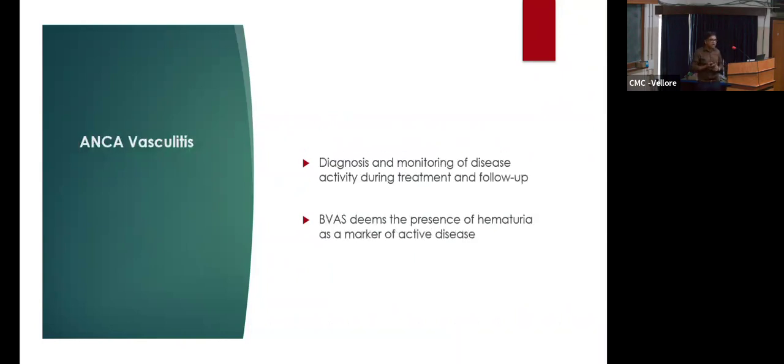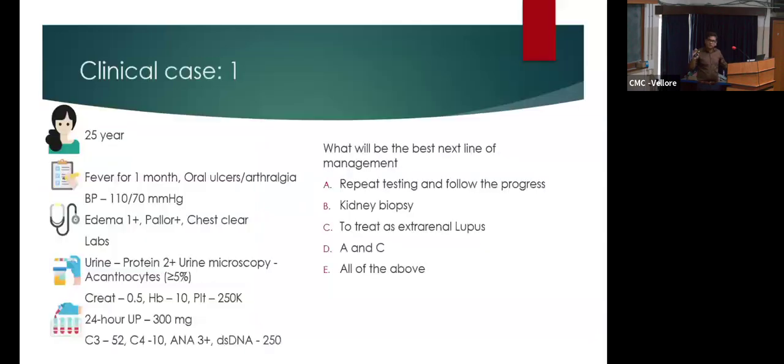In ANCA vasculitis, the utility of urine microscopy is to diagnose and to monitor the disease process. The vasculitis score deems the presence of hematuria as active disease. Persistent hematuria indicates active disease. Now let's move on to the case.